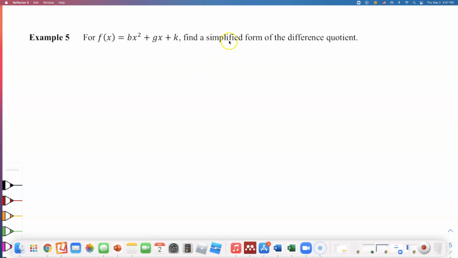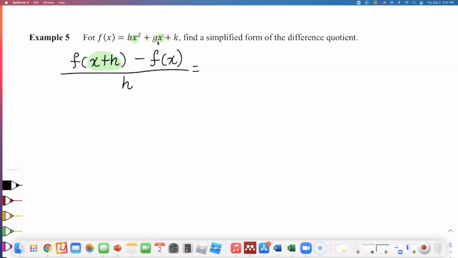It says find the simplified form of a difference quotient for an odd-looking function. b, g, and k could be any numbers, but I'm looking at a quadratic, a trinomial function. All right, so what is the difference quotient? It is f of x plus h minus f of x, all divided by h. So what I need to do first is plug in x plus h everywhere I see x. And I see x in 2 different places.